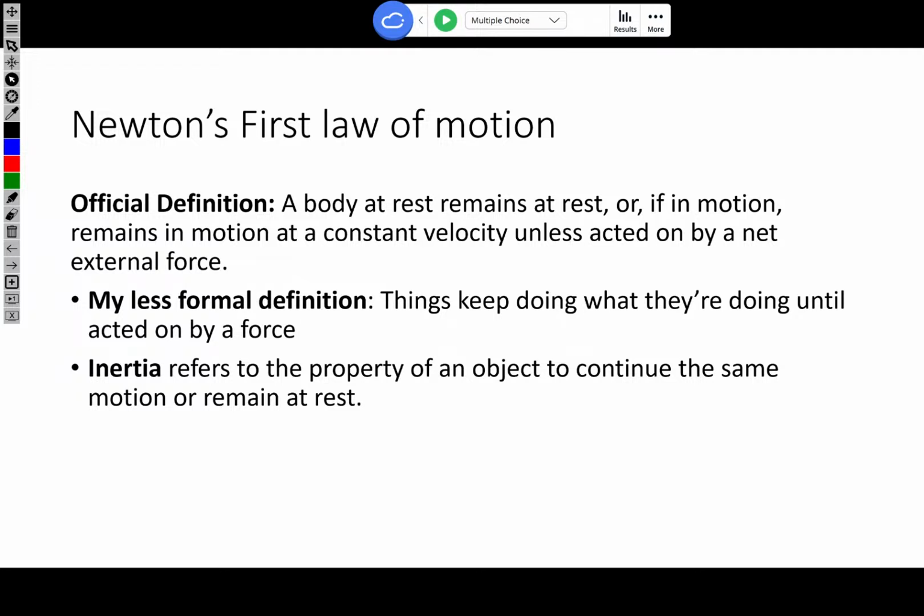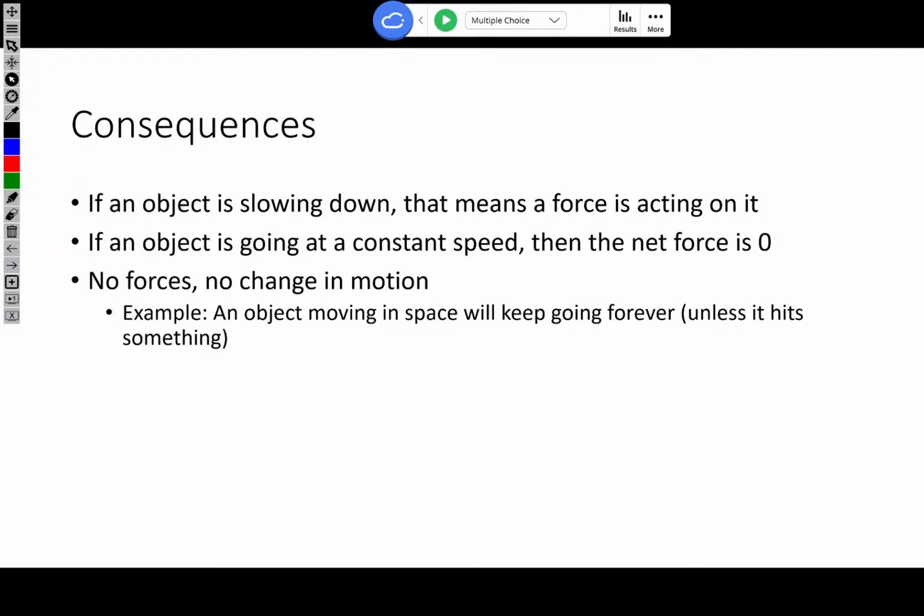Because I don't need you to memorize exact wording, but I need you to know the concepts. So that's what I'll test you on, is the concepts. So all these clicker questions I give you, those are kind of examples of what I could ask on a test. All right, so yeah, if an object is slowing down, a force is acting on it.